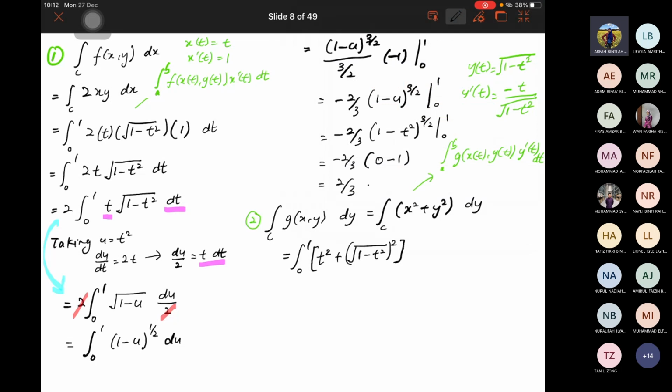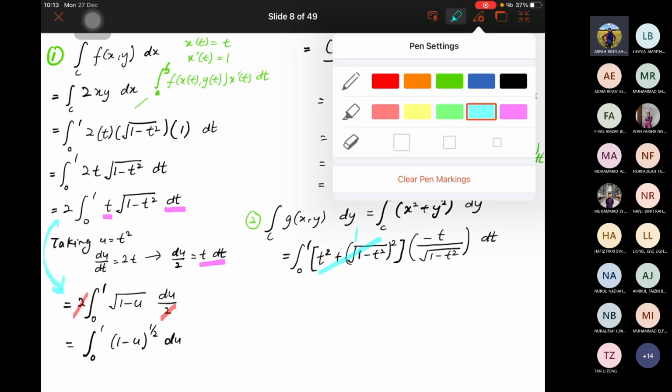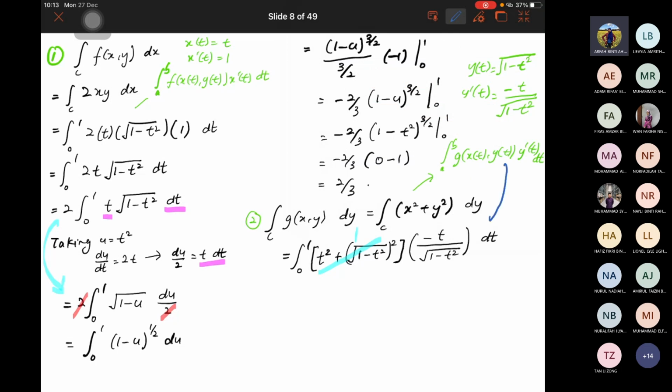Y prime t awak adalah negatif of t set 1 tolak t kuasa 2 dt. So yang ini tadi dah hapuskan, tinggal 1. So dia akan sama dengan negatif integration 0 to 1 t over set 1 minus t squared dt.